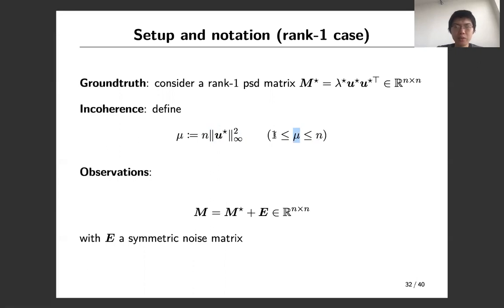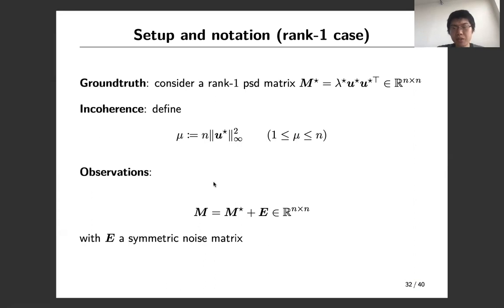Okay, when mu is equal to 1, let me state it reversely. When u star is just 1 over square root n times the all-ones vector, then you can compute that mu is actually 1. When u star is given by, say, the first basis vector, the e1 vector, then you can compute that mu is equal to n. So as you can see from this calculation, a smaller mu indicates that the energy in the eigenvector u star spreads out across all the entries, while in the other extreme, when mu is large, the energy is quite localized. Say it's localized in the first entry.